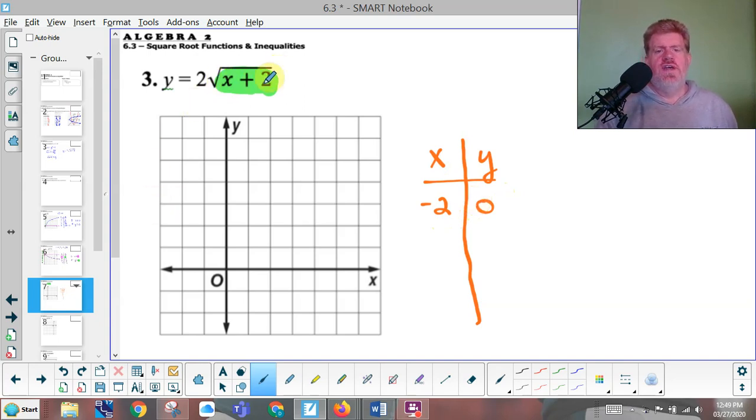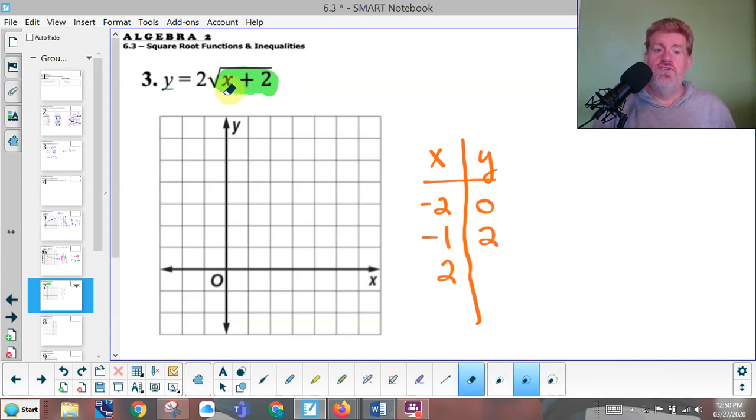All right, what's another x value I can pick and get a perfect square? Well, can I get a 1 out of this? Sure, I could. -1 plus 2 is 1. The square root of 1 is 1. And 1 times 2 is 2. Let's see. Oh, I'm picking 2, because 2 plus 2 is 4. I like that. The square root of 4 is 2. And 2 times 2 is 4.